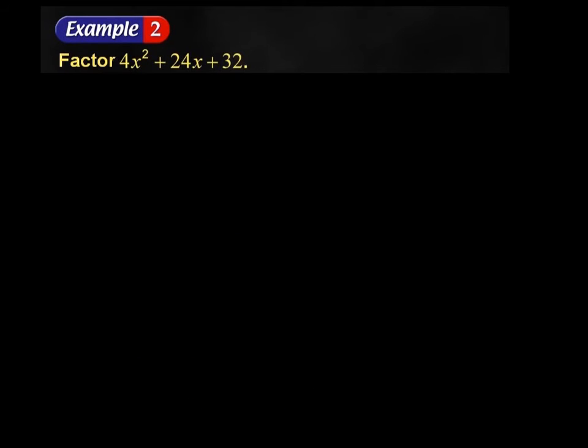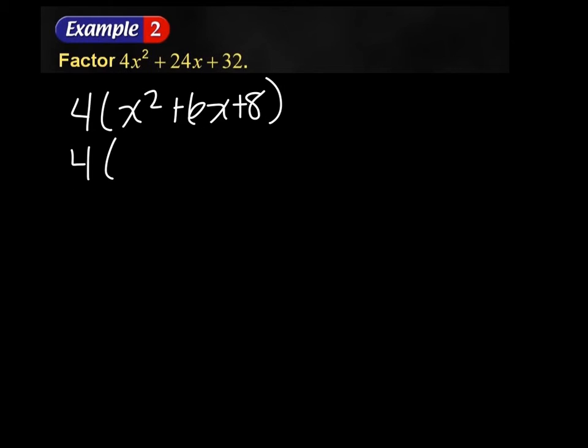Now this is a nice thing to watch out for. If there is a greatest common factor, we can factor that out first. So if I factor out the 4, I have 4 times x squared plus 6x plus 8. And now I just have a happy trinomial with a lead coefficient of 1. So I'm looking for factors of 8 that are going to give me a sum of 6. So x plus 2 times x plus 4. And I'm done. I guess we can multiply it back out and make sure it works.